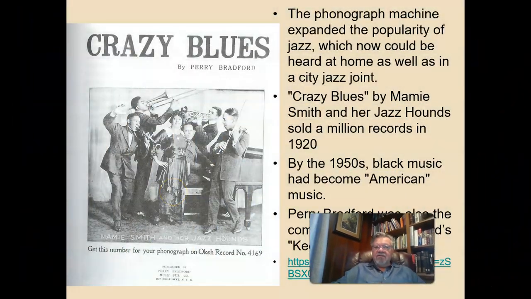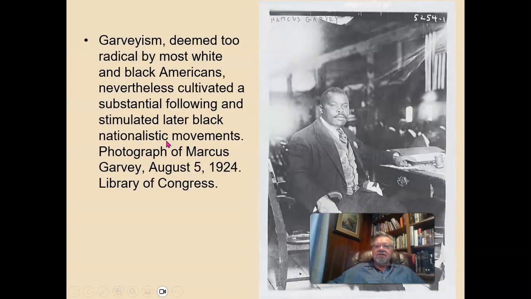So this brings us to another section, the redefining of American identity. This is a period in which there was a rise in black consciousness. One manifestation was Garveyism, which most white and black Americans considered to be too radical. Nevertheless, it cultivated a substantial following and stimulated later black nationalistic movements. Marcus Garvey advocated, in some ways, a return to Africa and a strong emphasis on black pride, Ethiopianism.